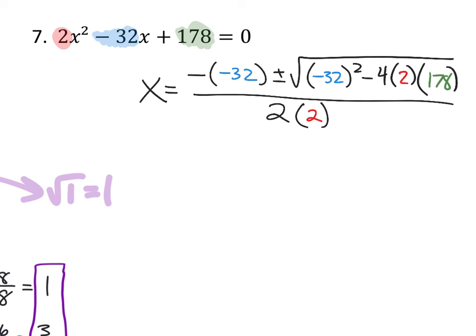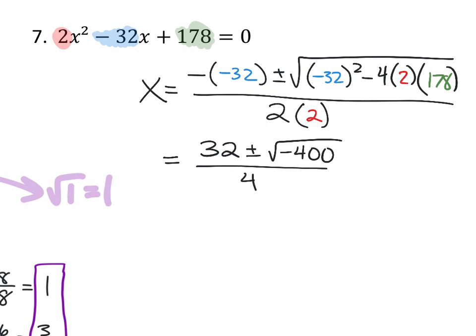So Kylan got 400. So we're going to go ahead, or sorry, negative 400. We're going to go ahead and use that. Negative 32 would be positive 32, plus or minus the square root of negative 400, all over 2 times 2, which is 4. Whoa, we've got a negative number in there. What does that mean?